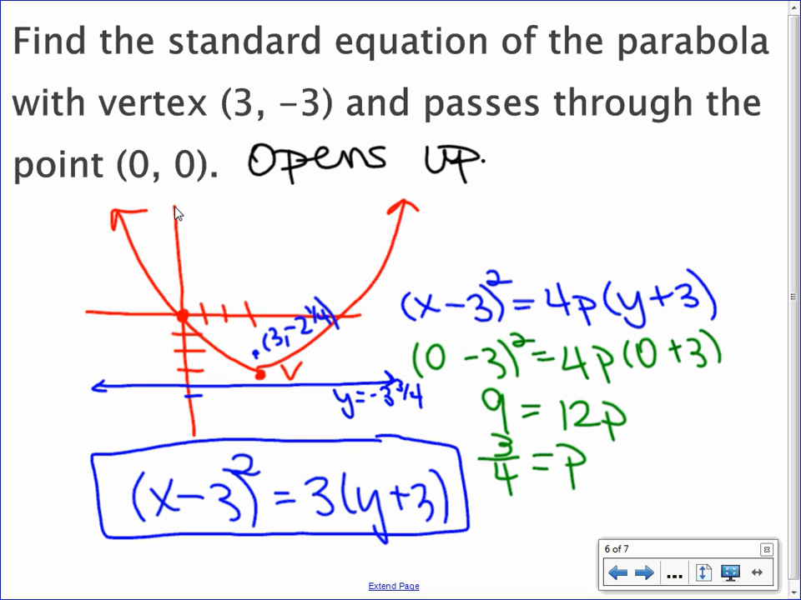The directrix. So we're talking about the distance from here and the distance here. Those are equidistant. This is the point that we would plot if we were graphing.